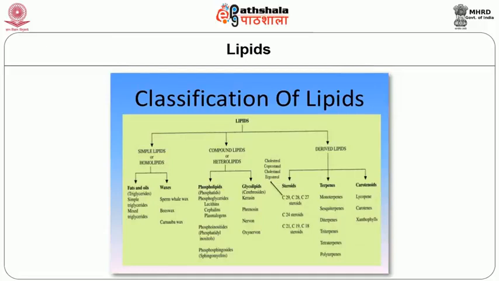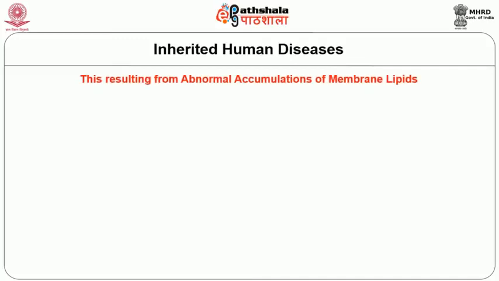So, if you look at all these things, various compounds will fall into this category like simple triglycerides, mixed triglycerides, and you could see the carotenoids like lycopene, carotenes, xanthophylls like lutein, zeaxanthin, beta-cryptoxanthin, which are also compounds that go well with these lipids. Some inherited human diseases result from abnormal accumulation of membrane lipids.